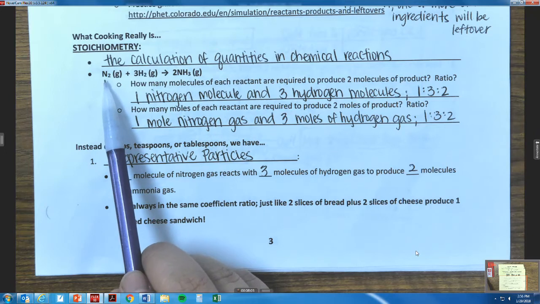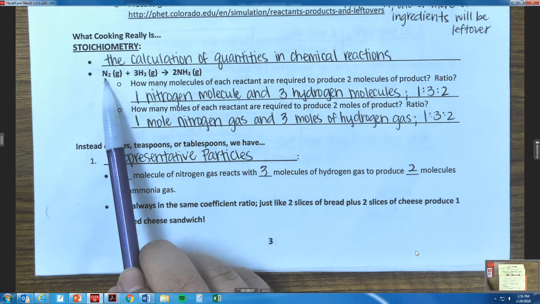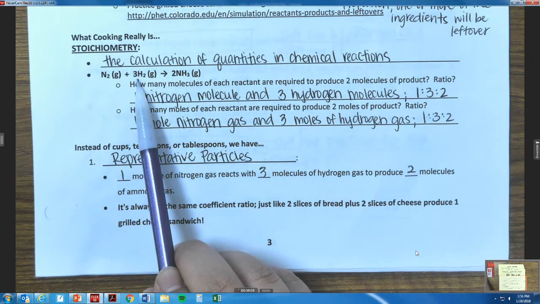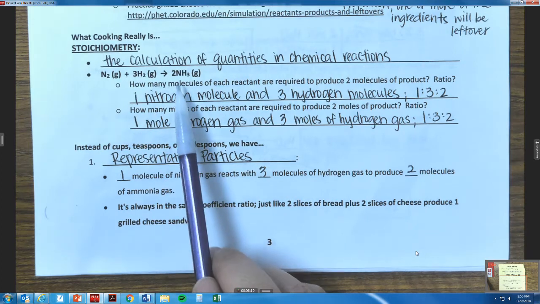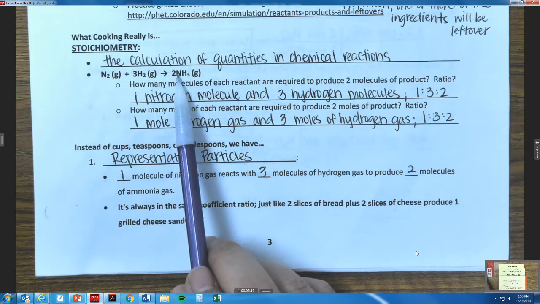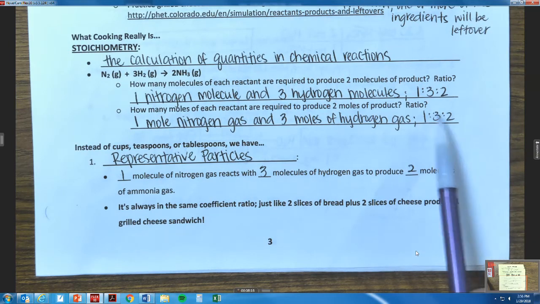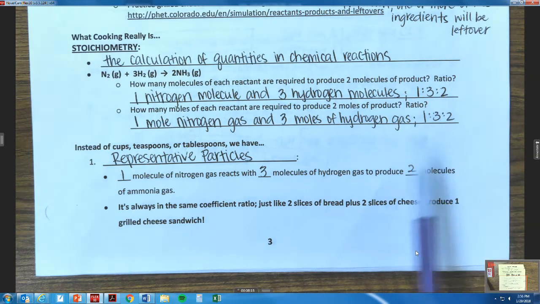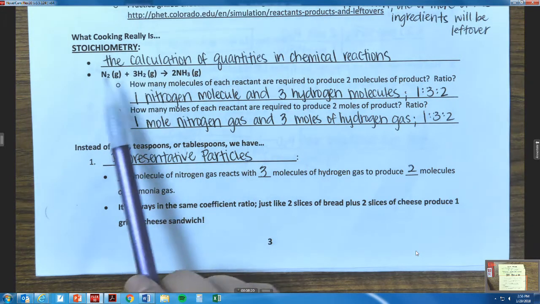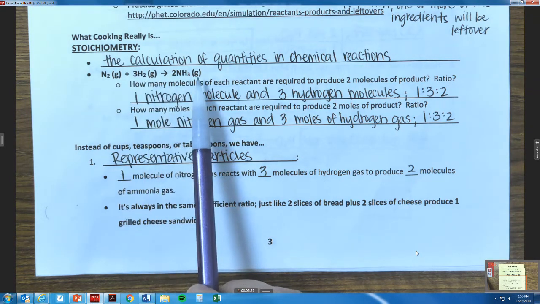So that would mean we would have 1 mole of nitrogen gas, 3 moles of hydrogen gas, and 2 moles again of our product. So again, our ratio is 1:3:2. Okay, it's going to follow the same ratio as your chemical equation.